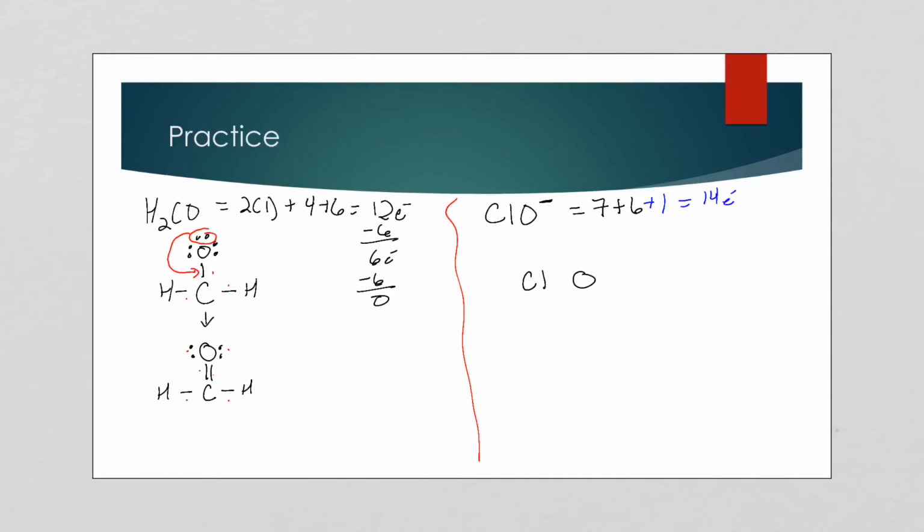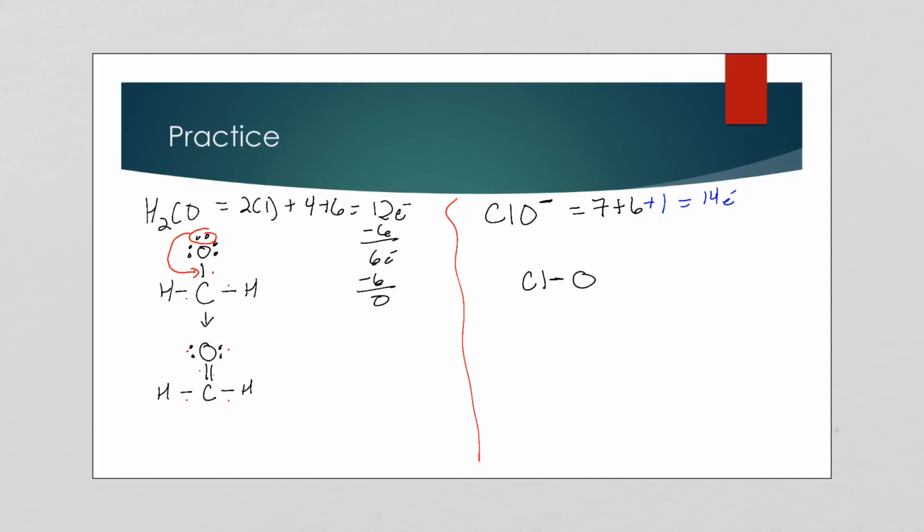Now, notice, every structure I've done so far has an even number of electrons. That's important, right? Because everything's going to be in pairs. So if you end up with an odd electron number in most of the structures you're doing, maybe you check your count. Maybe you got the wrong number, maybe you didn't account for a charge, etc. So let's go ahead and put these 14 electrons in.